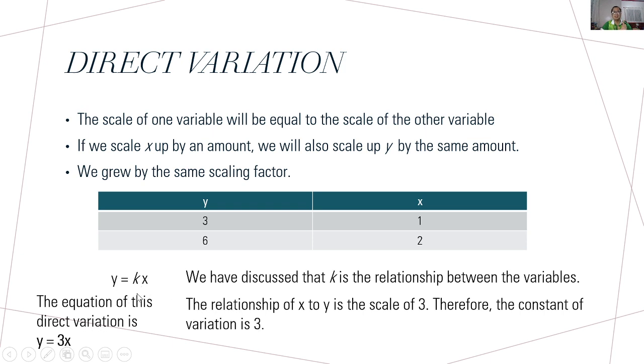Hindi mawawala sa equation yung y at saka yung x natin, kung ano man po yung variable na given. Ang mapapalitan lang, pag tinanong sa ating equation, yun pong constant of variation, 3. Wala ka makikita sa equation ng k. So, I'm hoping medyo maliwanag po yung pagkakasabi ko sa direct variation.